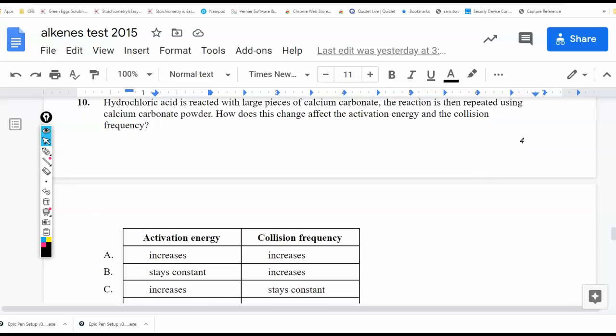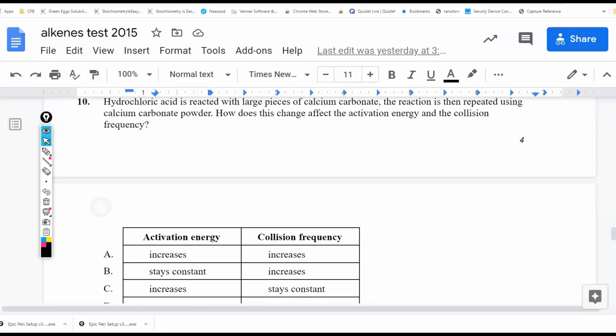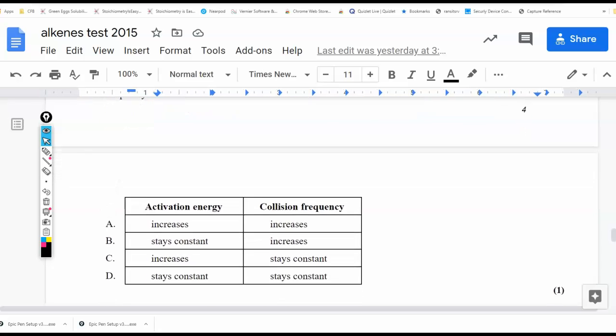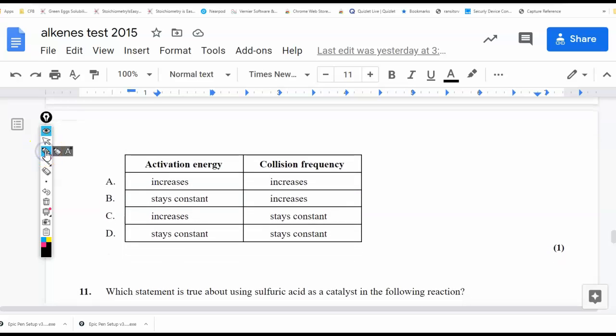So let's take a look. It says large pieces of calcium carbonate. The reaction is then repeated using calcium carbonate powder. How does this change affect the activation energy and the collision frequency? The answer, if you remember anything about activation energy, is that activation energy does not change. You would have to change the reaction or provide a catalyst to change the activation energy. So increasing the activation energy does not work there. Then we have to say that the collision frequency would increase because we have a powder instead of a large piece. So B would be our correct answer here. But please know that this kind of thing is not going to be on our test.